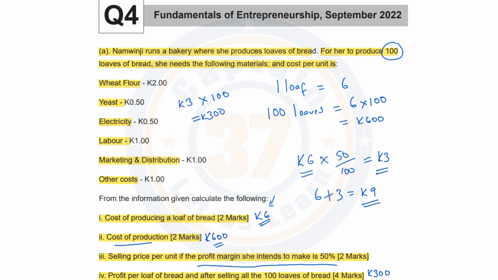And that's it. That is all students needed to have calculated. The cost of producing a loaf of bread, which was number 1. Number 2, the cost of production. Number 3, the selling price when she intends to make a profit of 50%. And number 4, the profit after selling 100 loaves of bread.